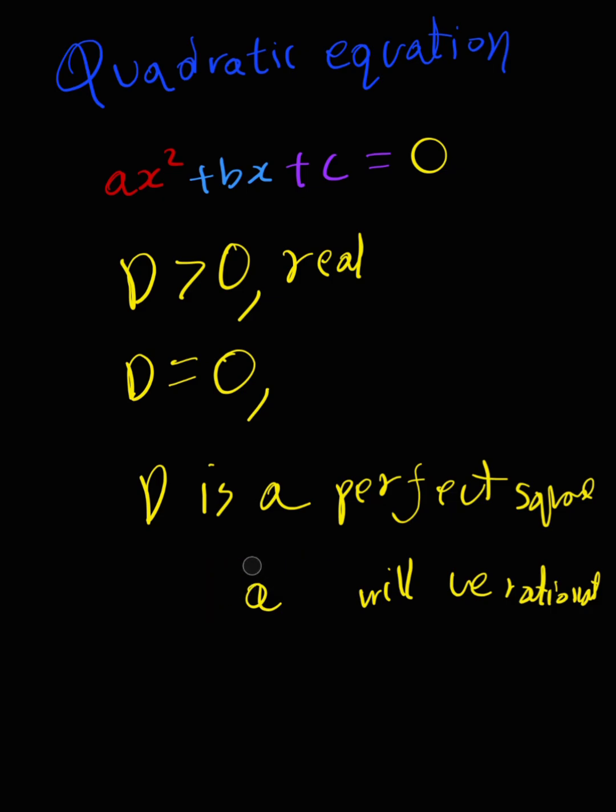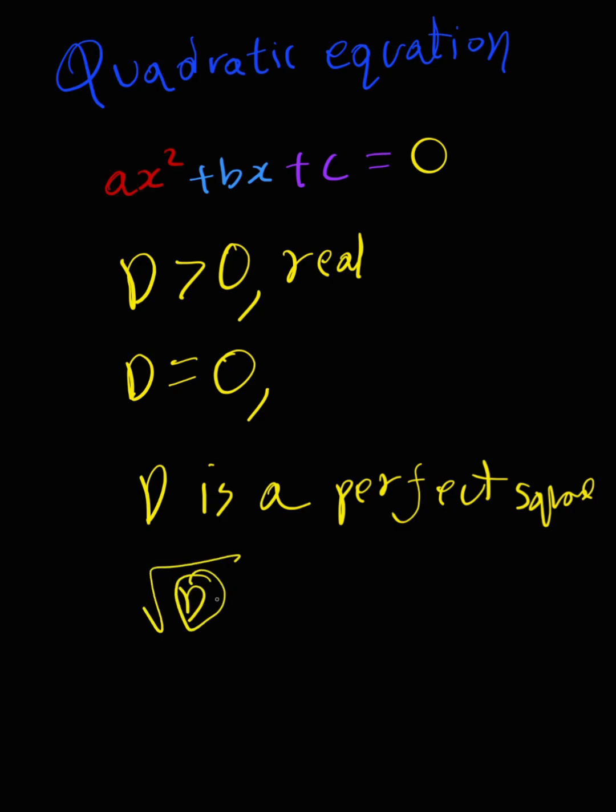And here is the thing: if your D is a prime number, then the roots will always be irrational. So the roots will be real.